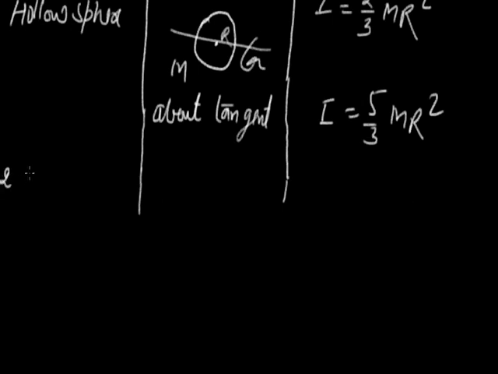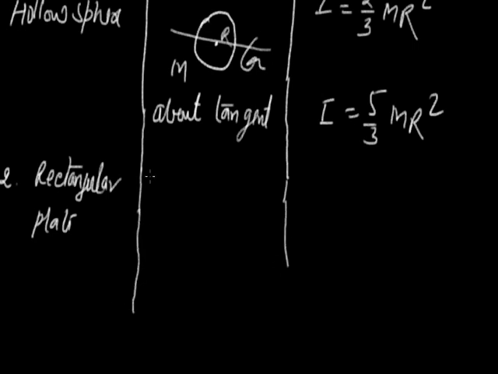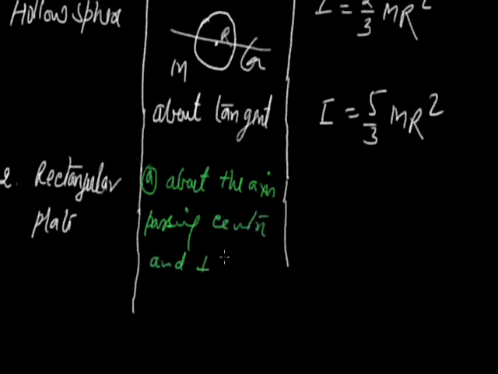Number 2, moment of inertia of a rectangular plate. Point A: about the axis passing through the center of the plate and perpendicular to the plane of the plate.